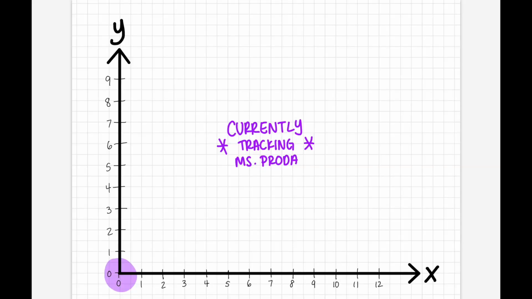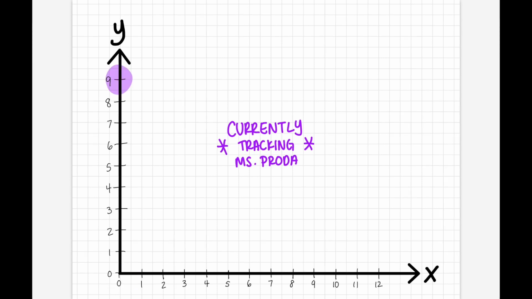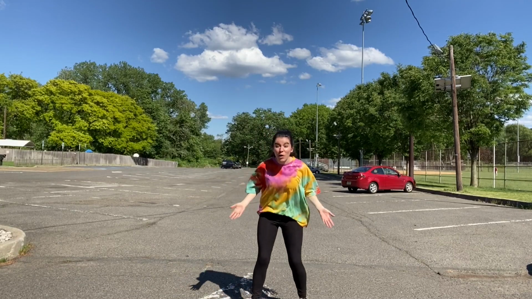Tracker time. First, let's remind ourselves what it looked like when Miss Proda was at the origin, at 0, 0. Now, let's see where she is now. Wow, Miss Proda is all the way up the y-axis at 9. She's pretty fast at running. I don't think I would be able to get there so quickly. Let's see what happens next. Now I'll run back.